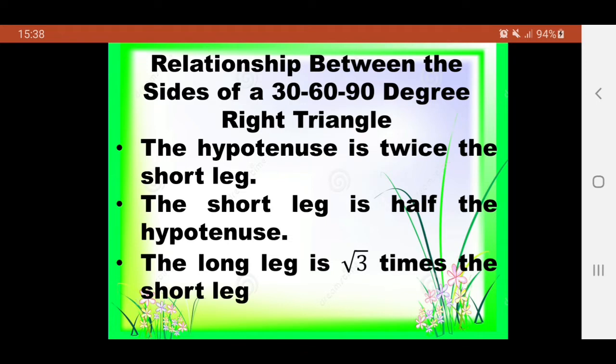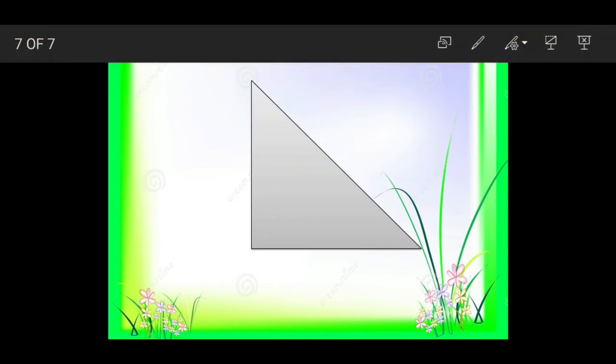Relationship between the sides of a 30-60-90 degree right triangle. The hypotenuse is twice the short leg. The short leg is half the hypotenuse. The long leg is square root of 3 times the short leg.